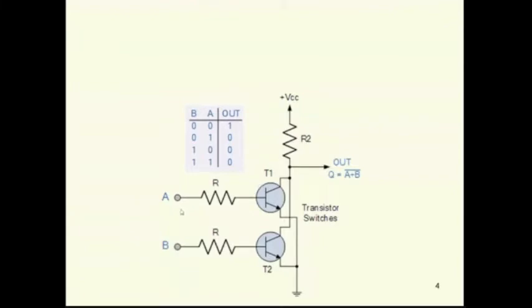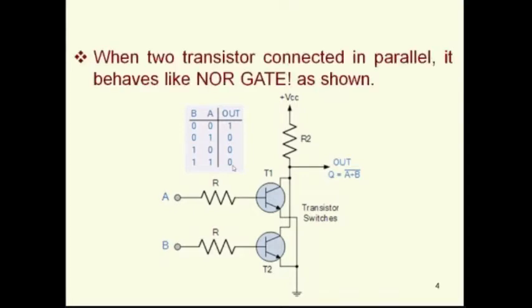In this case, only when A and B are 0 is the output 1. If any one of the inputs is 1, the output is 0. That is the idea here. So this is the truth table for a NOR gate. Fantastic, right? It's a NOR gate. So when the two transistors are connected in parallel, it behaves like a NOR gate.